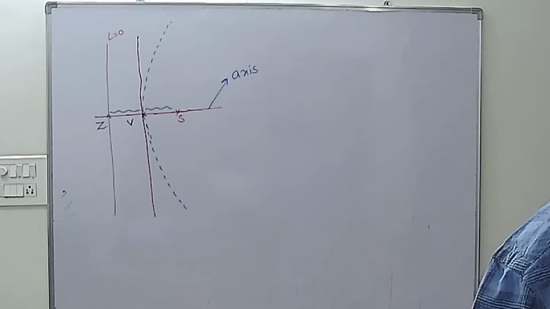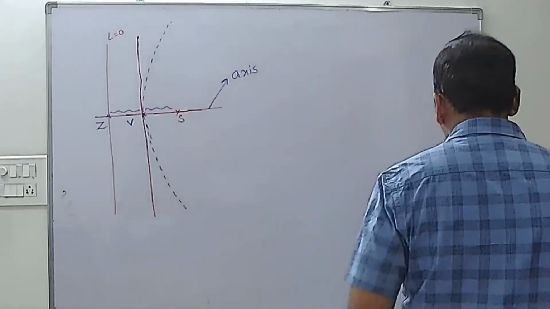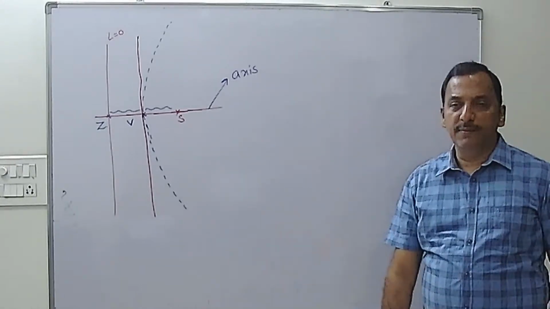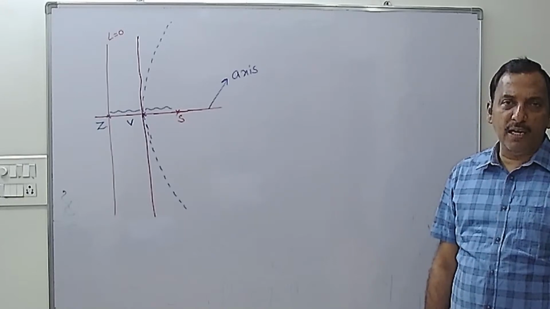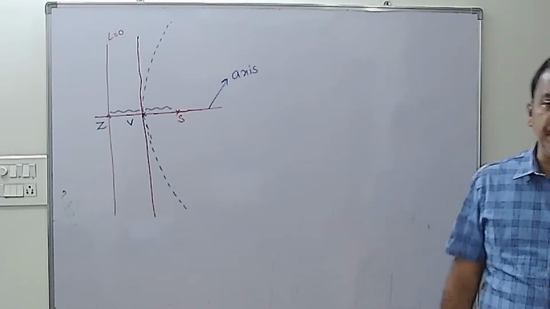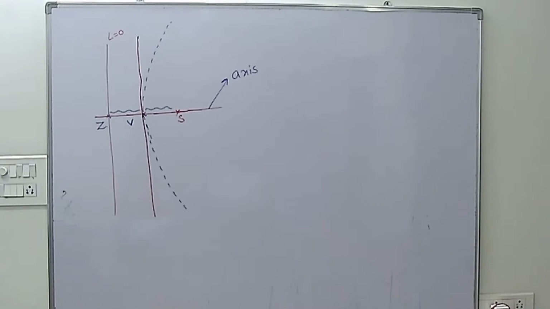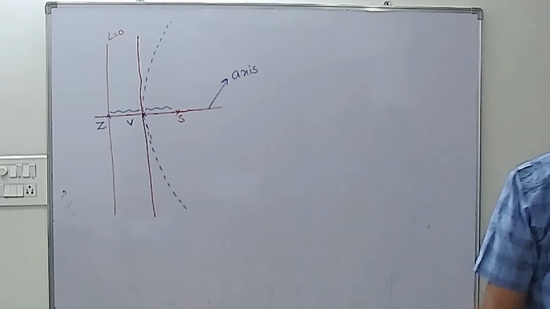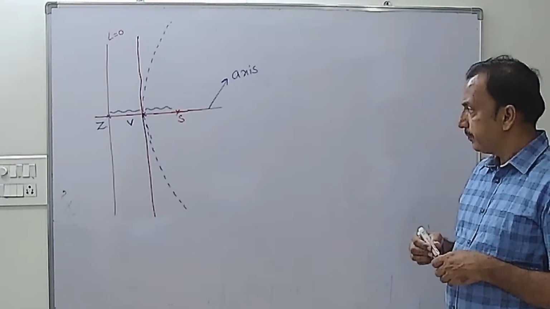Next, the tangent to the parabola at the vertex is always parallel to the directrix of the parabola. Okay?